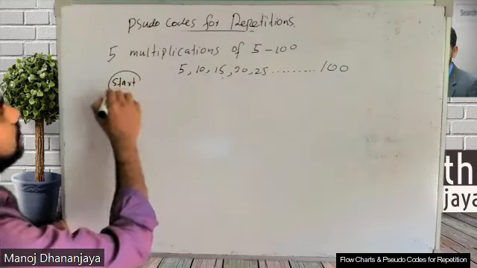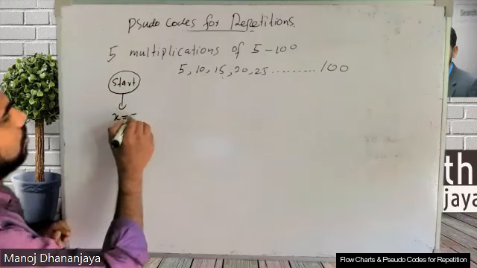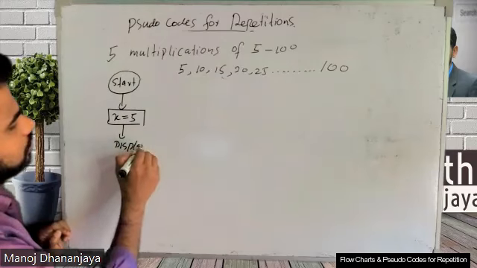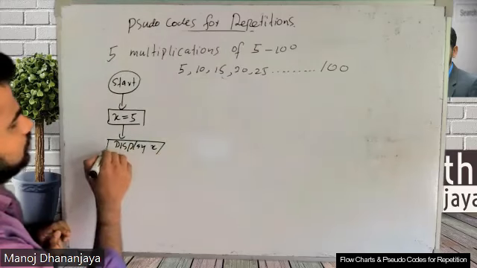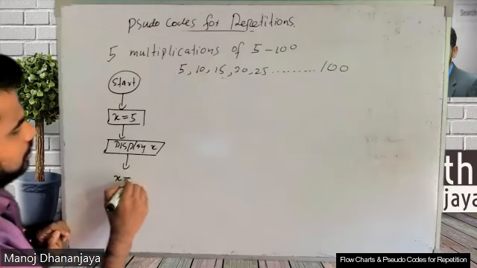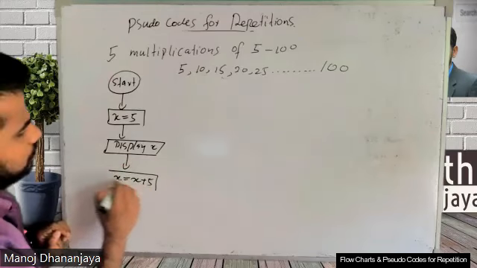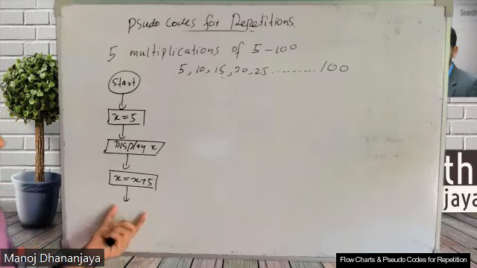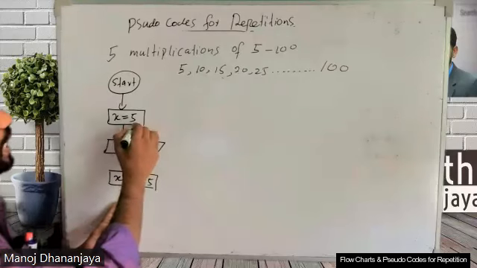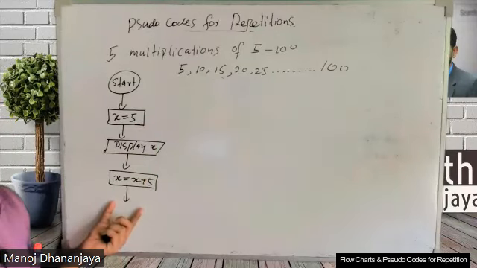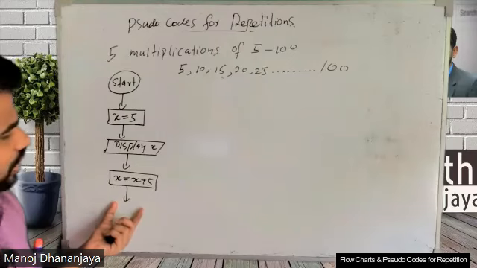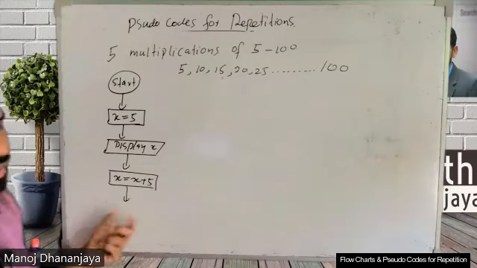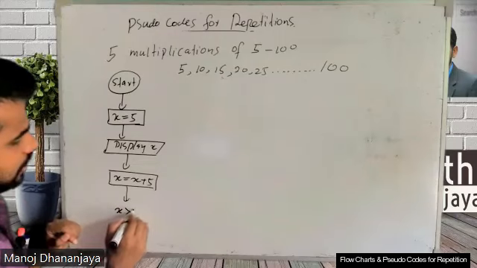To start, x equal 5, display x, x equal x plus 5. Now, in the earlier first example, we wrote the condition as x less than 100, no? Is x less than 100? Can't we change it to greater than? We can, no? Sometimes it can be greater than. We can ask the question as, is x greater than 100?